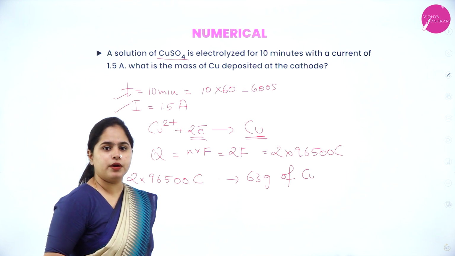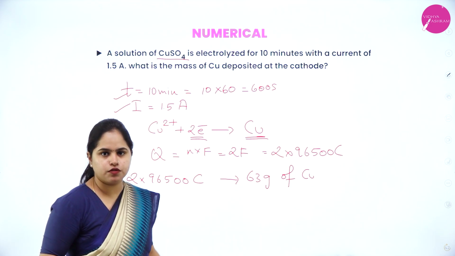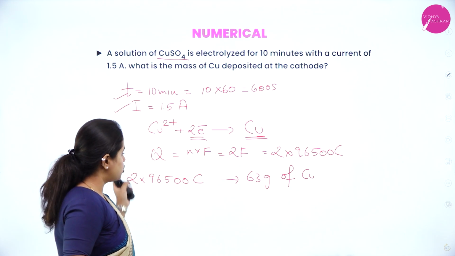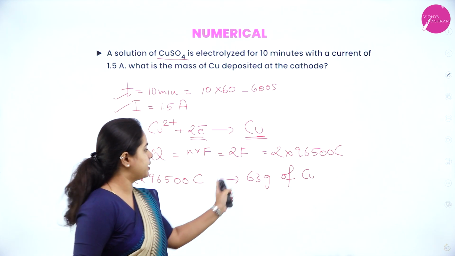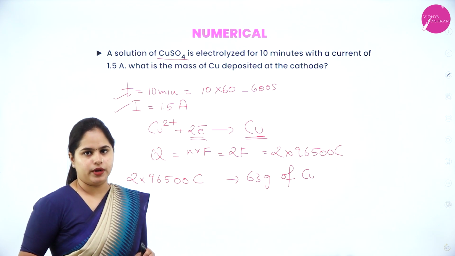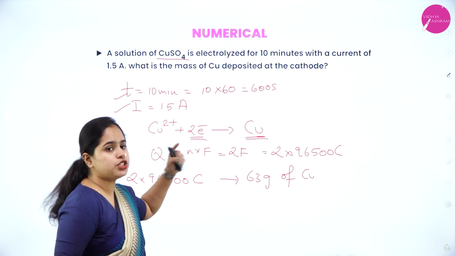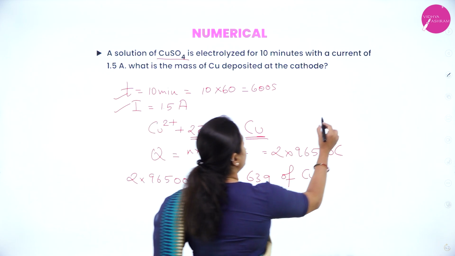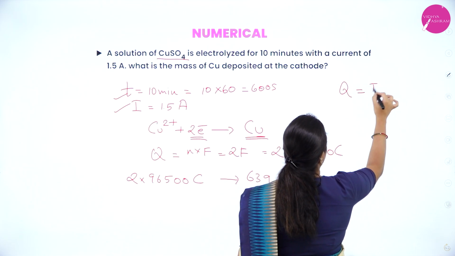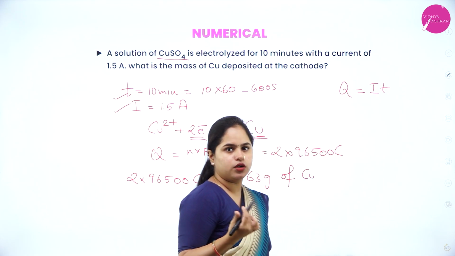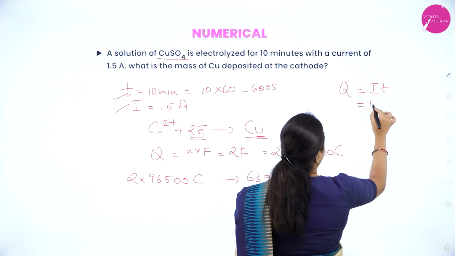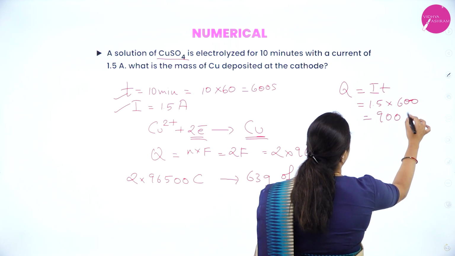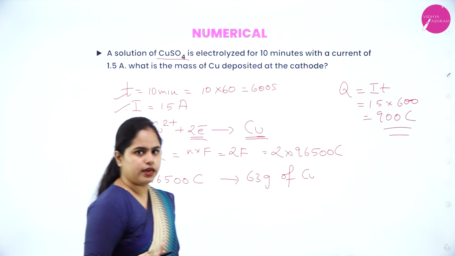63 gram of copper means, yes, it is the atomic mass of copper. So 2 farads of electricity will give me 63 gram of copper. Now we have to see how much charge is involved in this particular reaction. How do you calculate it? Q is equal to I into T. So what is I? 1.5, into time, which is 600. So that will give you 900 coulombs. Okay, so Q is 900 coulombs.